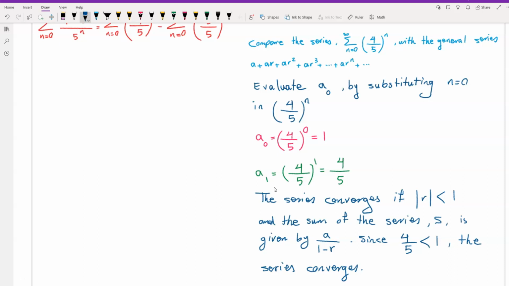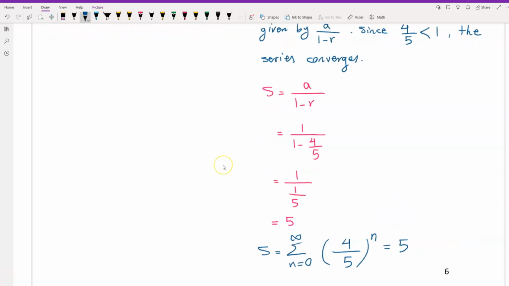The series converges if the absolute value of r is less than 1, and the sum of the series s is given by a over 1 minus r. In this case, what we have for r is 4 over 5, because this number is less than 1, so 4 over 5 less than 1, the series converges. And then finding the sum, s is equal to a over 1 minus r. A is 1, r is 4 over 5. Simplify, what we have for the sum is equal to 5.